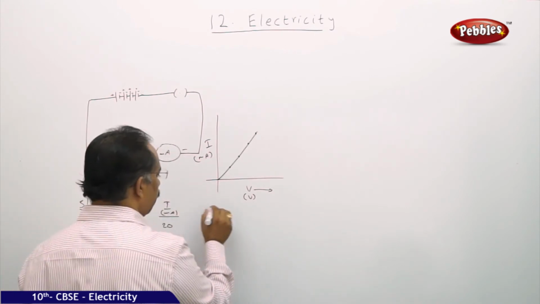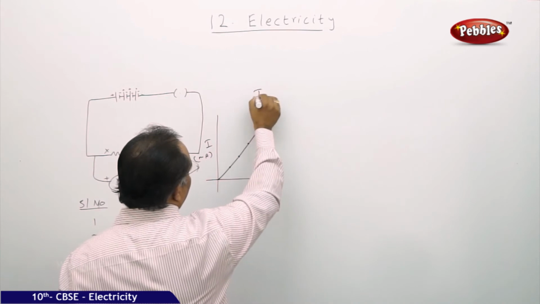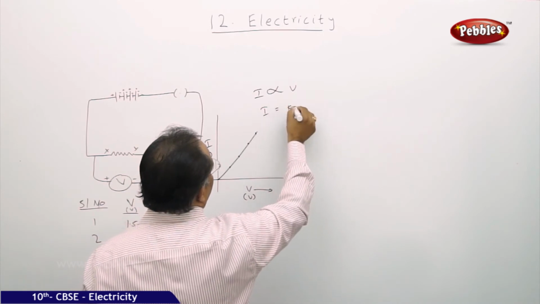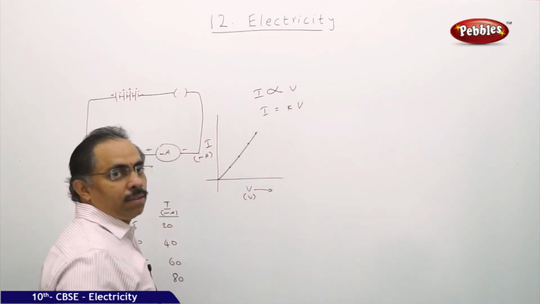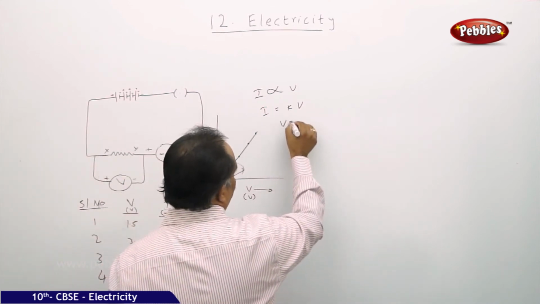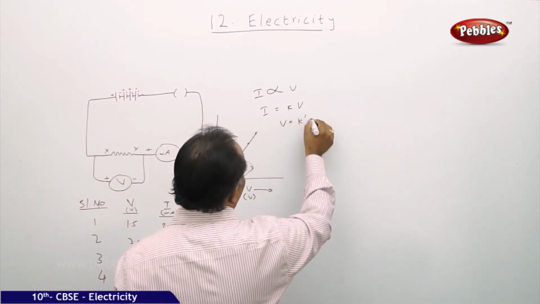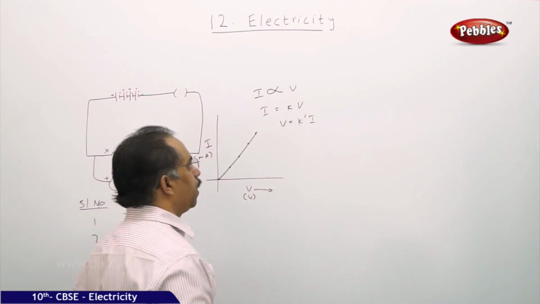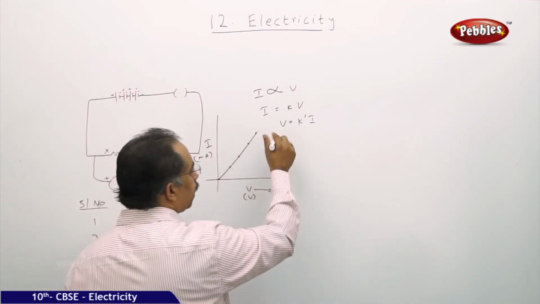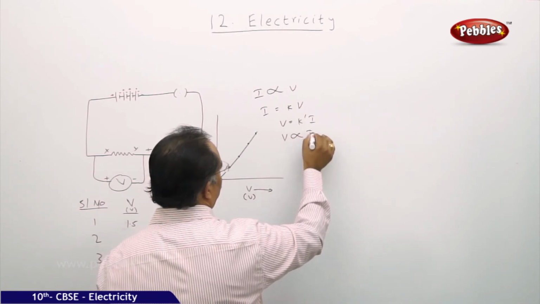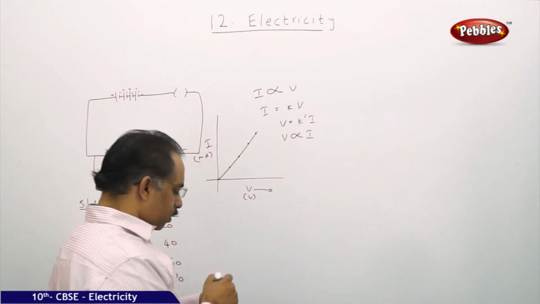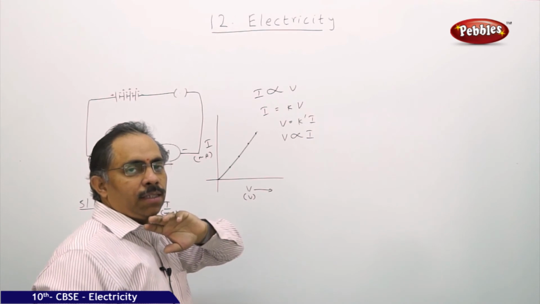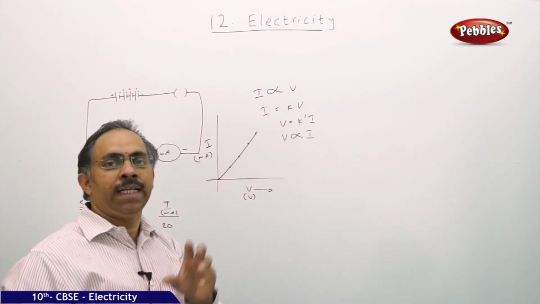I can say I is proportional to V, or I is equal to some constant K into V. Or else I can write V is equal to some constant K dash into I. This constant is different, this constant is different. Or else from this I can say V is proportional to I anyway. Even though they appear to be the same, when I say I proportional to V and V proportional to I, innerly the meaning is different.